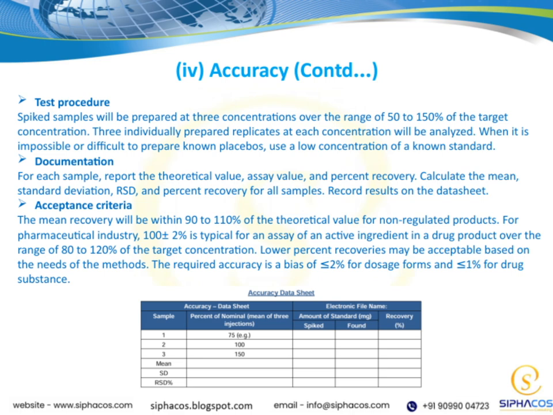But the key point is that the accuracy requirements include a bias of no more than 2% for dosage forms and 1% for drug substances. This ensures our method is both precise and accurate, which is essential for reliable analysis and quality control.